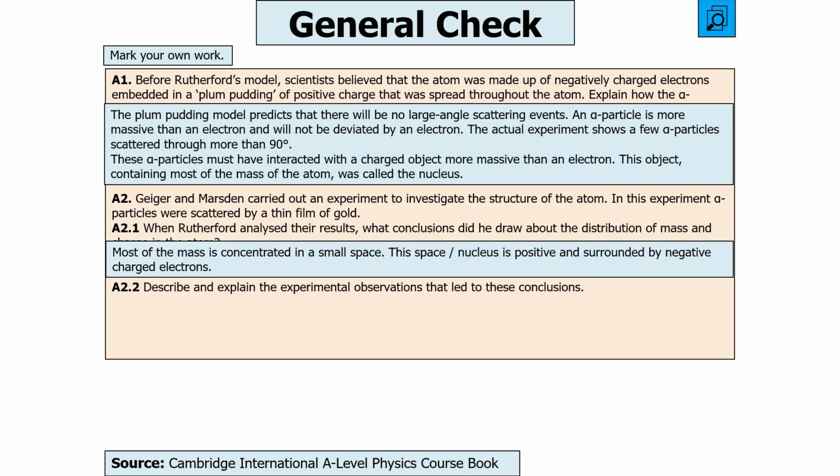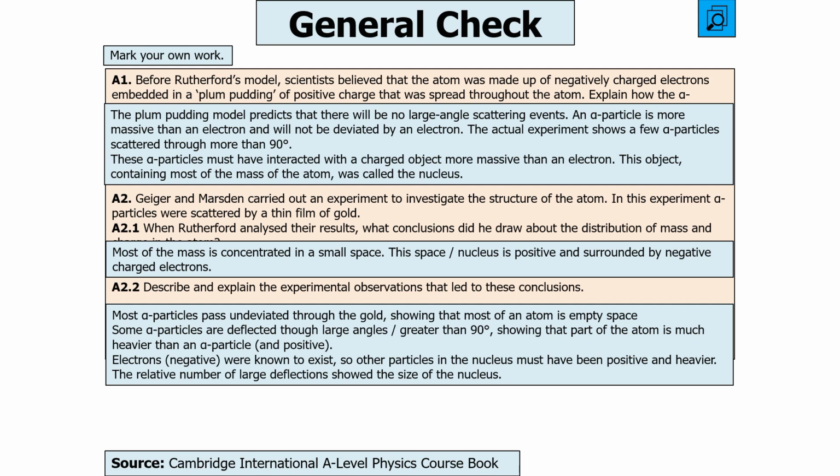Now, in the next one, what conclusions did he draw? Well, he concluded that most of the mass was concentrated in a small space, that this space, or the nucleus, was positive and surrounded by negatively charged electrons. Now, this was shown because most alpha particles passed through the gold undeviated, so most of the atom was empty space. Some alpha particles were deflected through large angles, showing that part of the atom is much heavier than the alpha particle and positive. The electrons were known to exist from J.J. Thomson's experiments, so other particles in the nucleus must have been positive and heavier, and the relative number of large deflections shows the size of the nucleus.